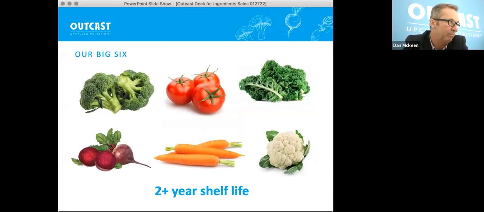And if you go to the next slide, I think it would be interesting to some producers. We're concentrating on our big six crops. So it's broccoli, tomato, kale, beets, carrots, and cauliflower that we think right now have the best opportunities for us, both on the ingredient side and the production side. We may do some other crops as well. It depends. We have our big six, and these are the ones we would have in stock, so we would supply them.